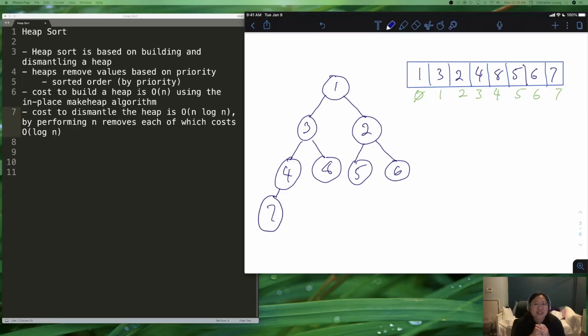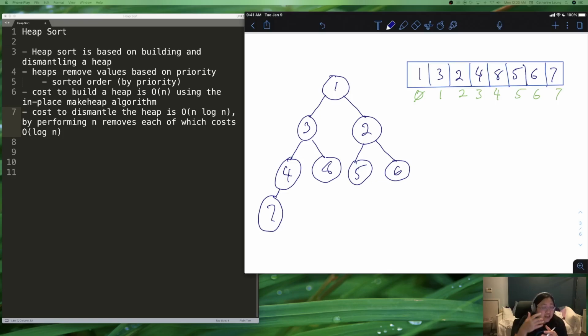Hi everyone, so this is the seventh and final video of the Heap series, and in this video we are going to talk about heap sort. Now, heap sort was actually the basis of why we started talking about heaps to begin with, so this is a pretty important topic.